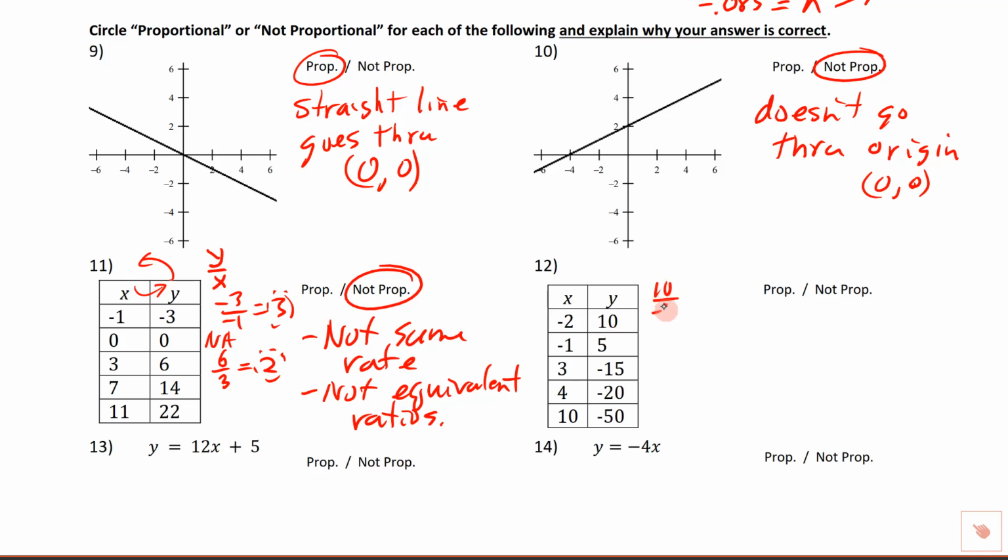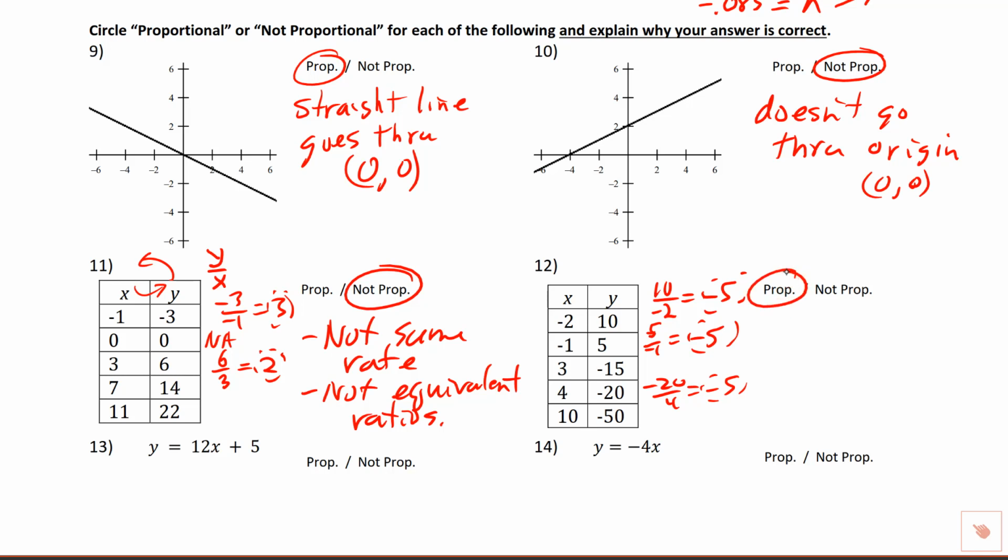Okay, so let's take a look at this next one. Let's do 10 over negative 2. We end up with negative 5. Okay, so they all need to end up being negative 5. So let's check this one. This would be 5 over negative 1. That would be negative 5. And let's just kind of eyeball a couple of these. Negative 15 divided by negative 3, that would be negative 5. I'll write this one down. Negative 20 over 4, that would be negative 5. And this last one, negative 50 over 10, that would be negative 5. So they're all the same proportion.